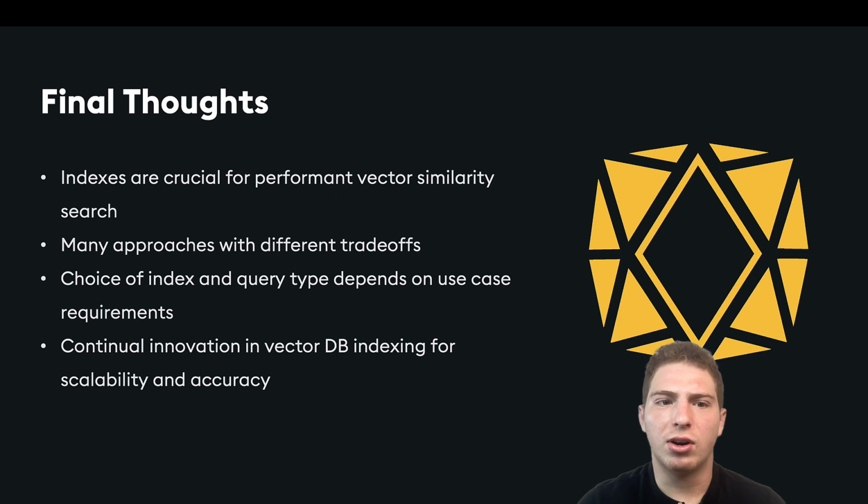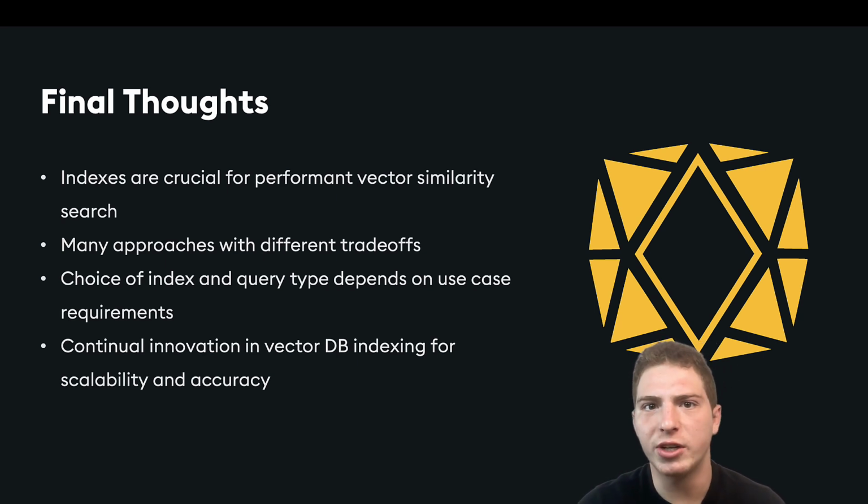Some final thoughts are, indexes are absolutely crucial for performant vector similarity search, because at some point you do have to sacrifice a little bit of accuracy for massive latency gains. And there are many approaches with different trade-offs. There are many indexes that aren't supported by KDB.AI that I didn't cover here, and some that are. For example, temporal similarity search I didn't cover in this video. And your specific choice of index and query type depends on your specific use case and requirements.